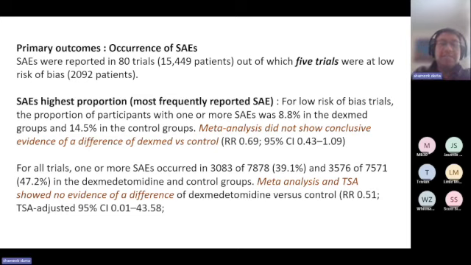For all trials, when they tried to accumulate the side effects, they found that dexmedetomidine apparently had fewer side effects, 39.1%, compared to the placebo or no intervention group, which was around 47.2%. However, meta-analysis again showed no difference.